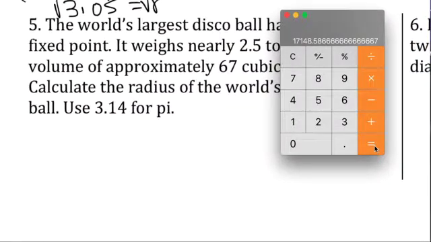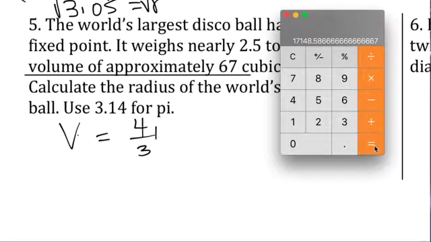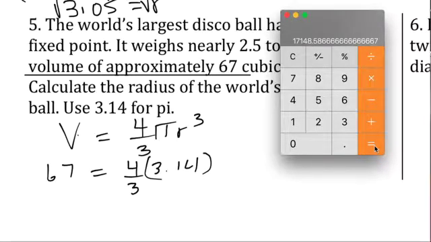All right, and number 3. The world's largest disco ball hangs from a fixed point. It weighs 2.5 tons with a volume, they gave us the volume, of 67 cubic meters. So the volume of a ball is 4 over 3 pi r cubed. We know the volume is 67, 4 over 3 pi with pi as 3.14, and we don't know the radius cubed.